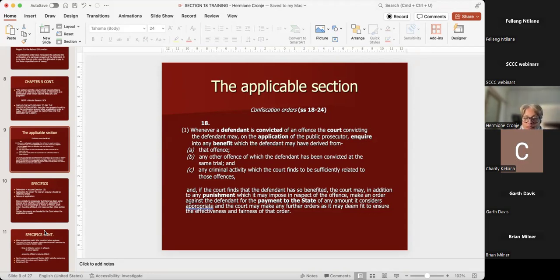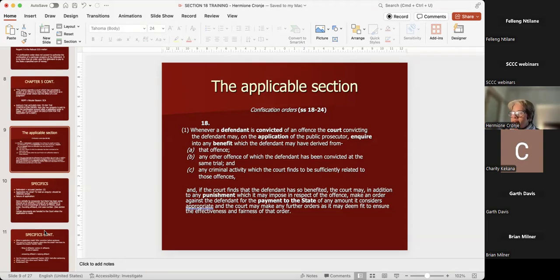But what the court has to do is determine that the defendant has benefited. So the first question is, has the defendant benefited from the offense? Because if there has been no benefit whatsoever, there is no basis for a confiscation inquiry to proceed, and there's certainly no basis for a confiscation order to be made. So the question of benefit is critical.